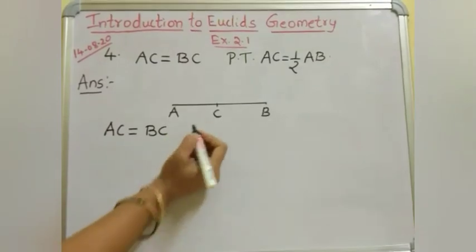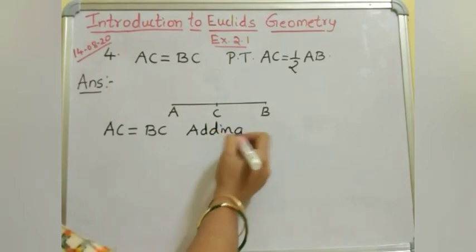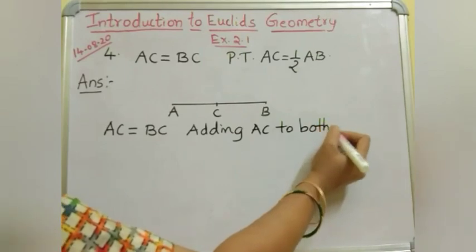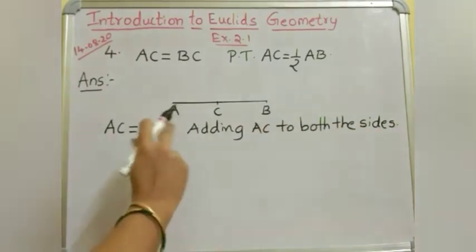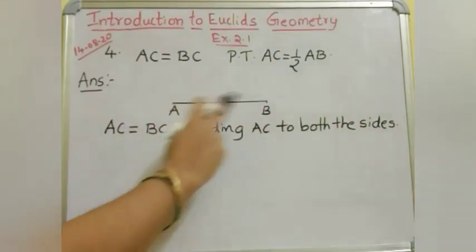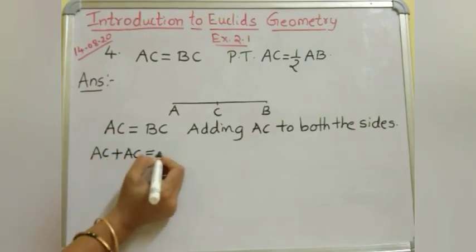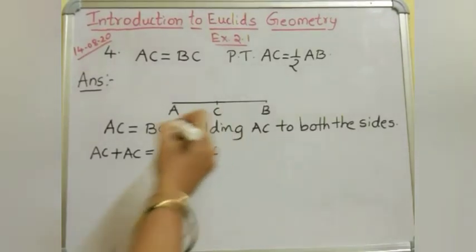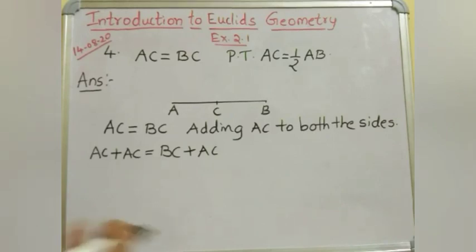Now what will I do? I will add AC to both the sides. Now see what will happen. If you add AC to both the sides, AC plus AC is equal to BC plus AC. Which axiom is this? Equals are added to equals, the wholes are equal. Right?